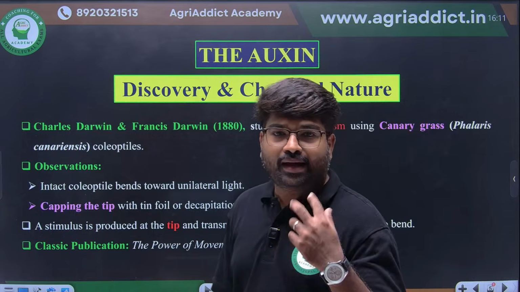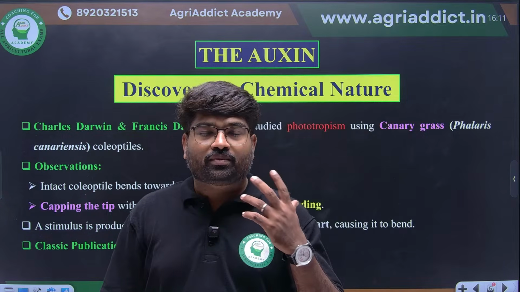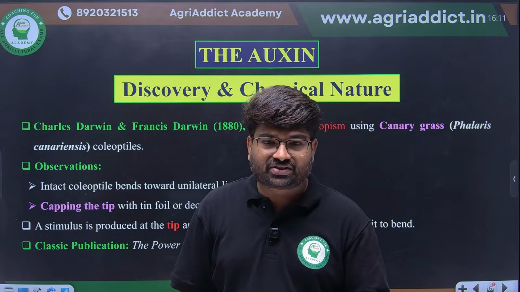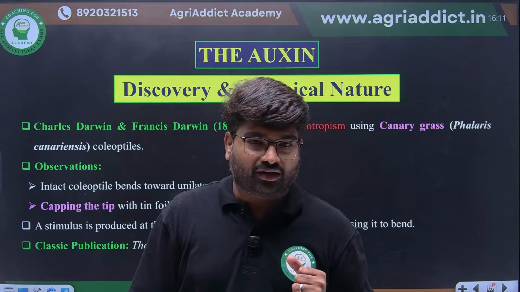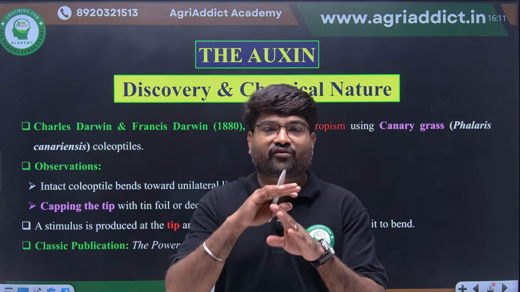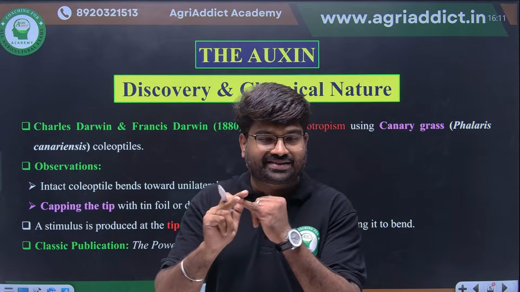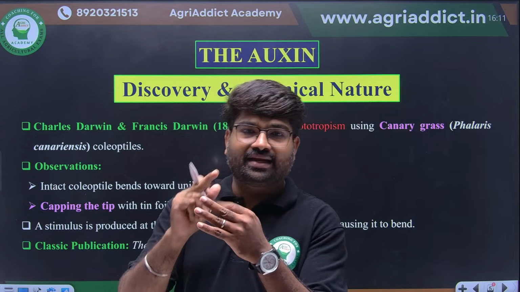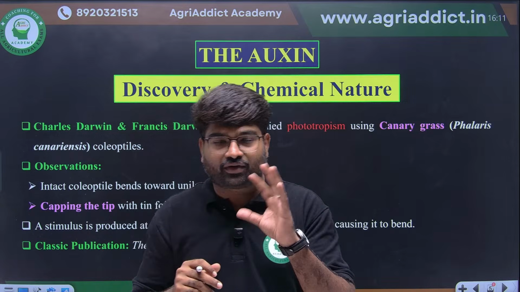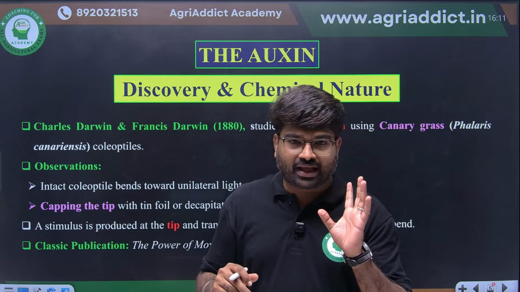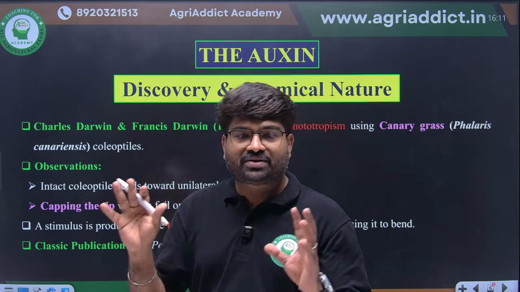Now we are going to see the basic chemistry and the major physiological function of each and every plant hormone. First, the 5 major plant hormones: auxin, gibberellin, cytokinin, ethylene and abscisic acid. These 5 are very important. From these 5 hormones, you will get one question. We are going to cover these 5 hormones within 30 minutes.